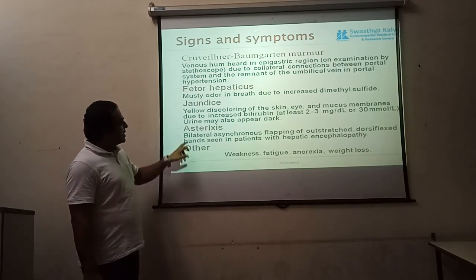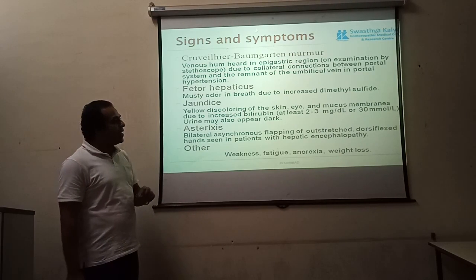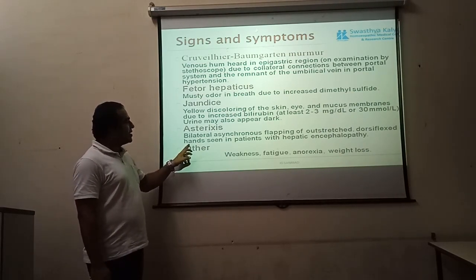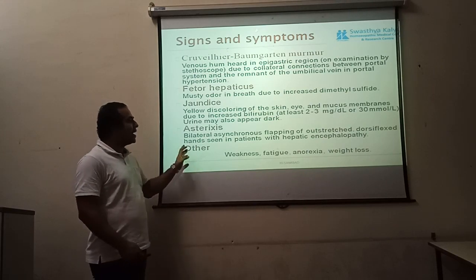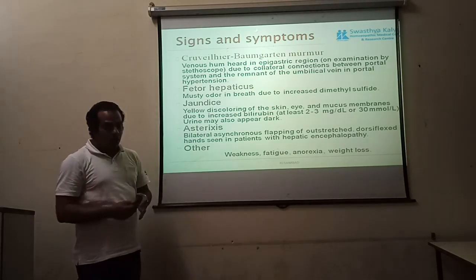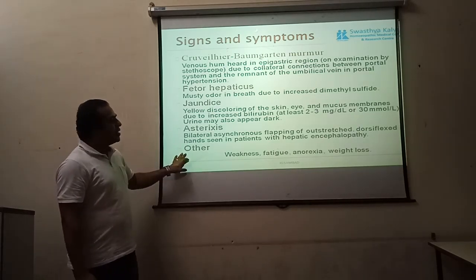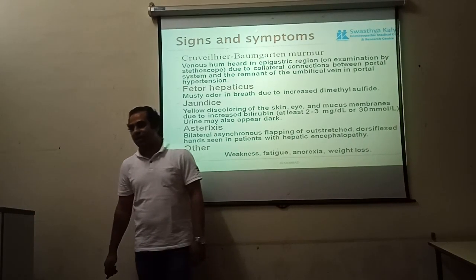And step 6, bilateral asynchronous flapping of outstretched dorsiflexed hands seen in patients with hepatic encephalopathy. This is a sign. The sign is something like this. The flapping of hand is an involuntary flapping of hand. Others can be weakness, fatigue, anorexia, and weight loss.